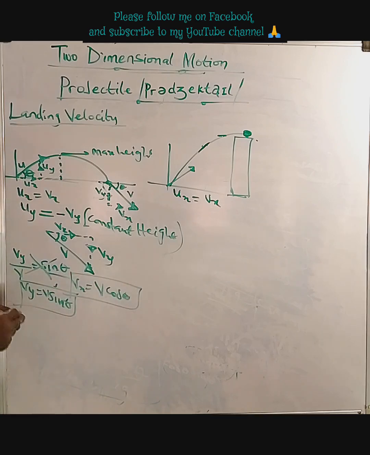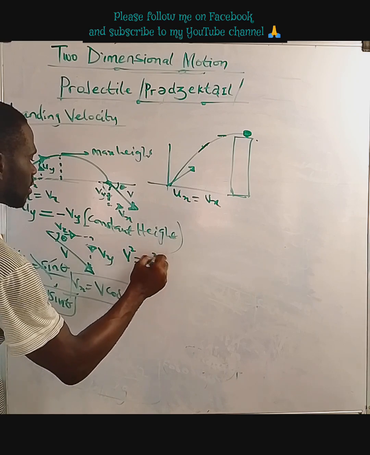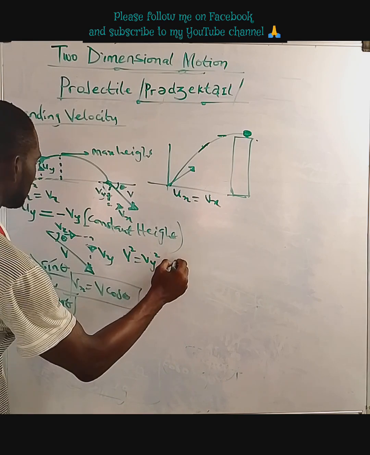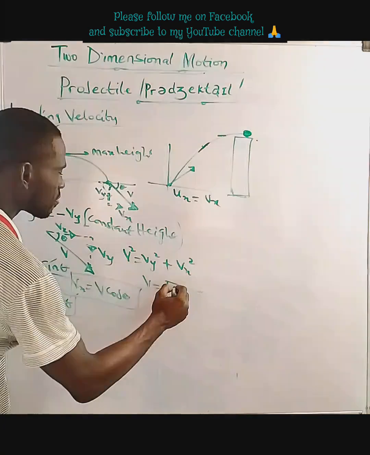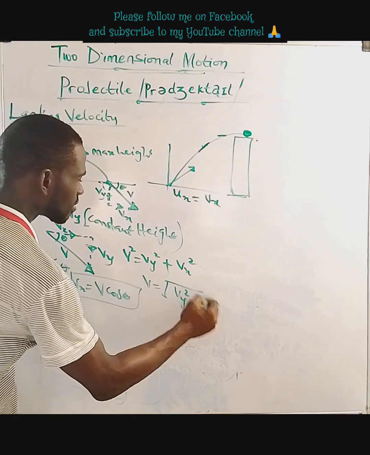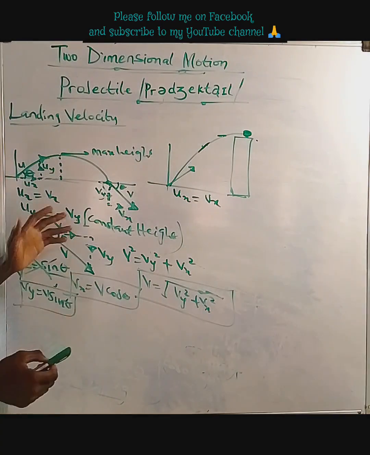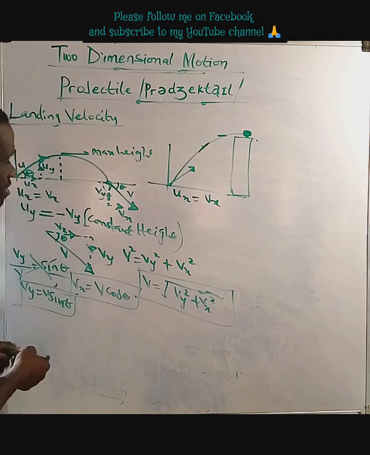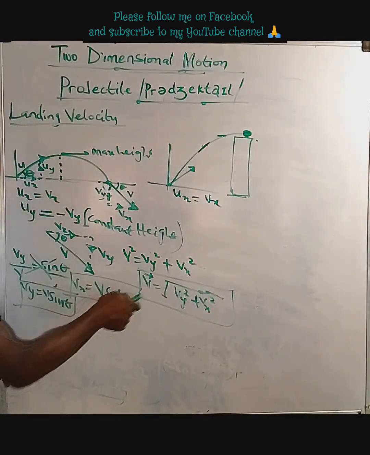So how do we get the resultant? We're going to use Pythagoras theorem. So V squared equals Vy squared plus Vx squared. So the final velocity is the square root of Vy squared plus Vx squared. This is the resultant. Now, if the heights are the same, Vy will be minus Vy, but that doesn't matter because you're talking about the square of it. So this is the resultant landing velocity, the landing velocity for this given body.